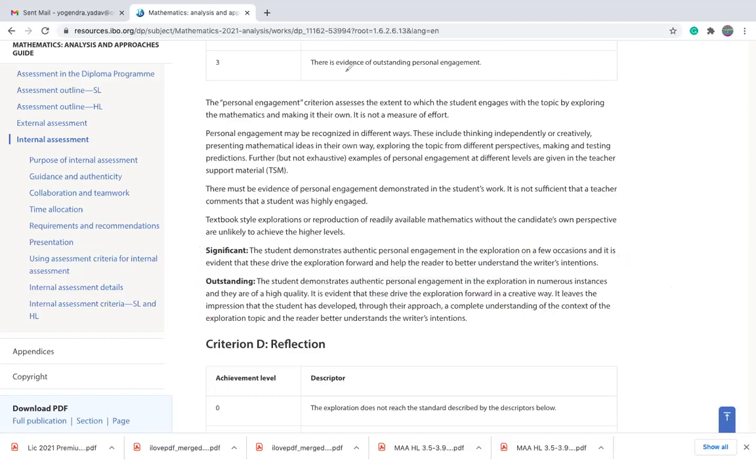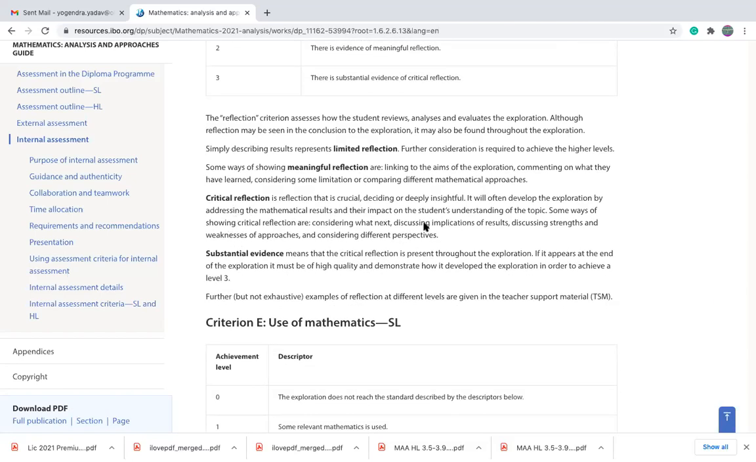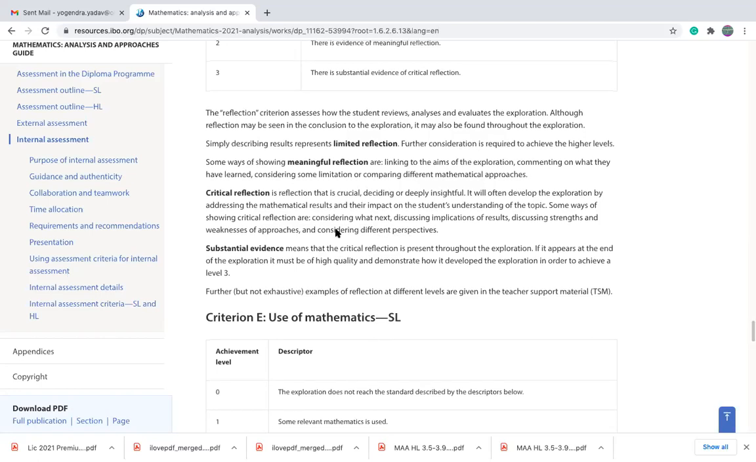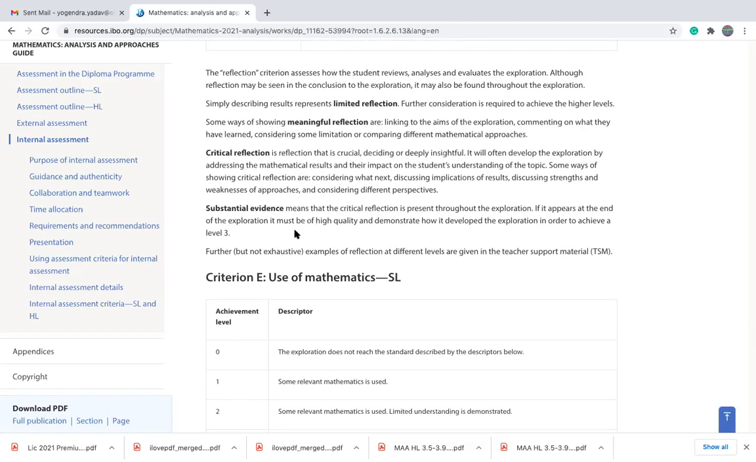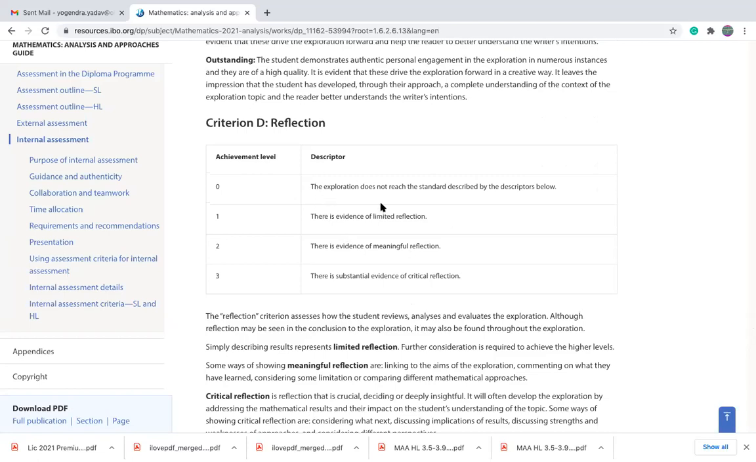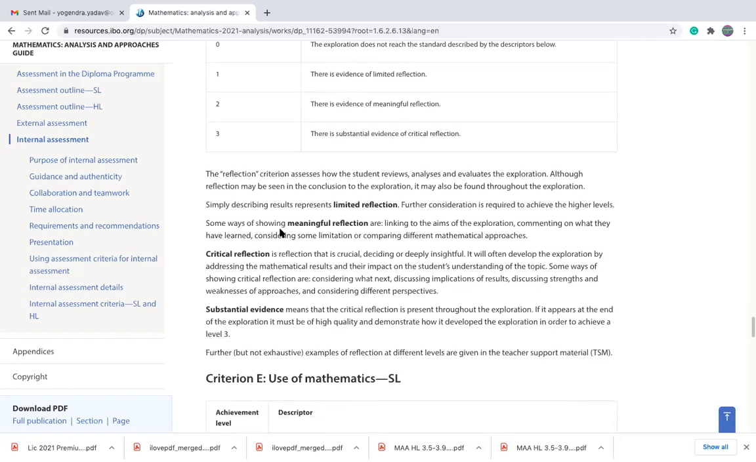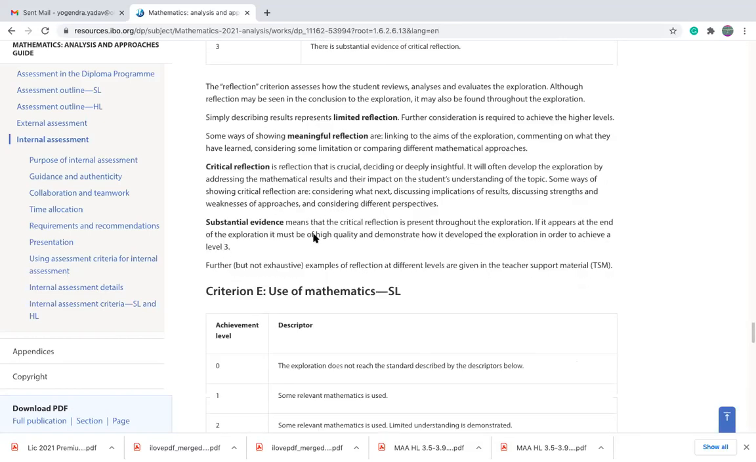And finally, the reflection. If you see here, the reflection is that it is critical reflection, discussing implications, discussing results, discussing strengths and weaknesses in approaches, considering different perspectives. Perspectives is really important here, because sometimes you don't talk about the possibility of improvement, and then you lose the fair point of reflection. And remember that it's a very, very limited point. If you read the criterions, you don't understand what exactly I need to write, but you got to create opportunity to write on the reflections.